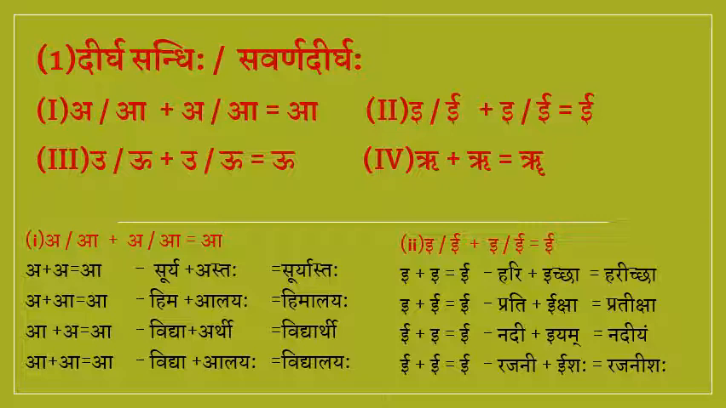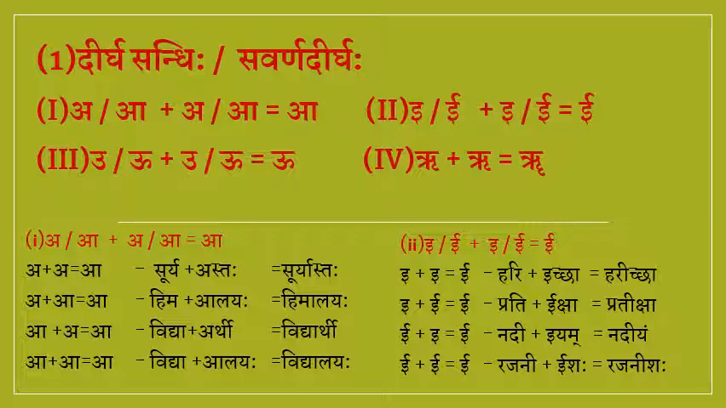Here is an example: Surya plus Astah. The first word ends with a, and the second word begins with a, then it becomes a, so Suryastaha. In the same way, Hima plus Alayah, Himalayah. Vidya plus Arti, Vidyarti. Vidya plus Alayah, Vidyalayah. So this is the a combination. Finally the answer comes as the long form a. That's why it comes under Dirgha Sandhi.